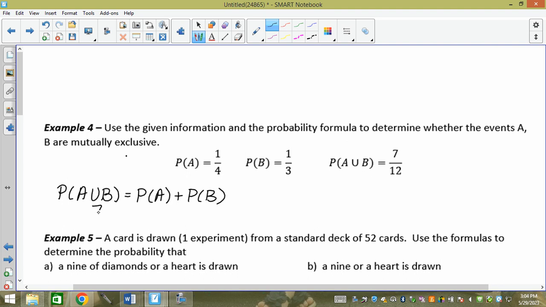So we have 7 over 12 equals a quarter plus a third. You could type these into your calculator, but I'm going to do it mathematically. I multiply them by 3 and by 4 to get a common denominator. And I get 7 over 12 equals 3 over 12 plus 4 over 12, which is 7 over 12. I filled it into the mutually exclusive formula and it works. So what is this?